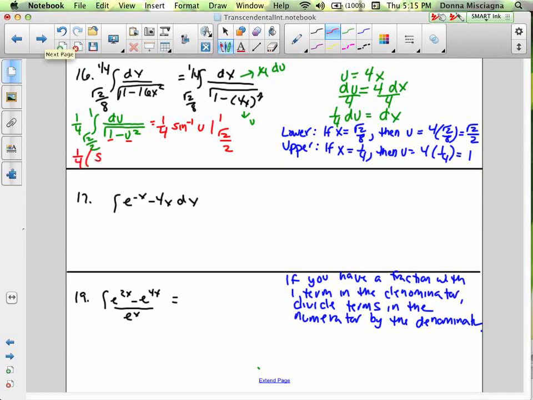So we have arcsine of 1 minus arcsine of the square root of 2 over 2. All right, and so what this is saying is, where is sine 1? Arcsine's not 1. It's saying, where's sine 1? So we're taking the arcsine of 1. Well, sine is 1 right here at pi halves. So we have 1/4 times pi halves.